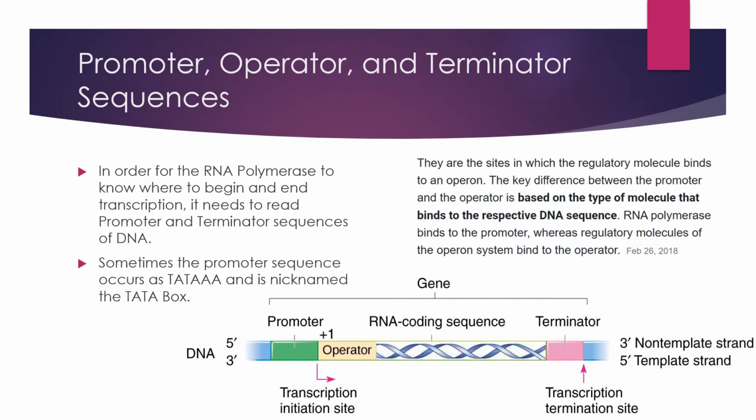Now, the key difference between the promoter and the operator is based on the type of molecule that binds to the respective DNA sequence. RNA polymerase binds the promoter, whereas regulatory molecules of the operon system bind to the operator. Both are essential to, again, starting transcription.